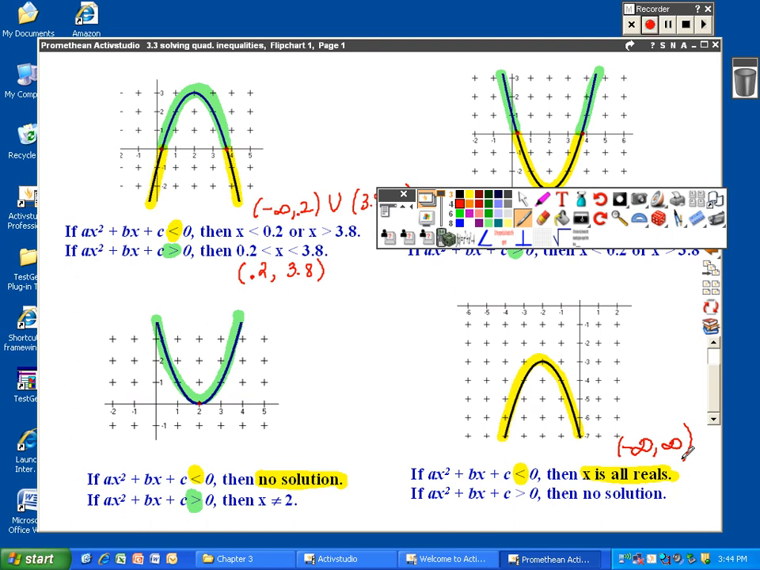Or the question could ask, where is the graph greater than 0? Here's my y equals 0. Does this graph ever go above it? No solution.